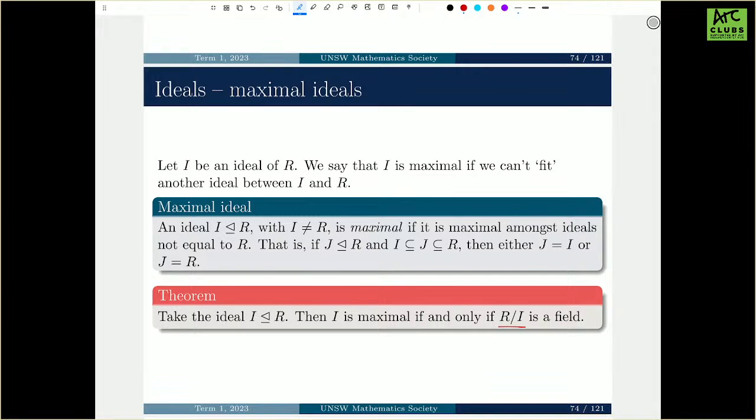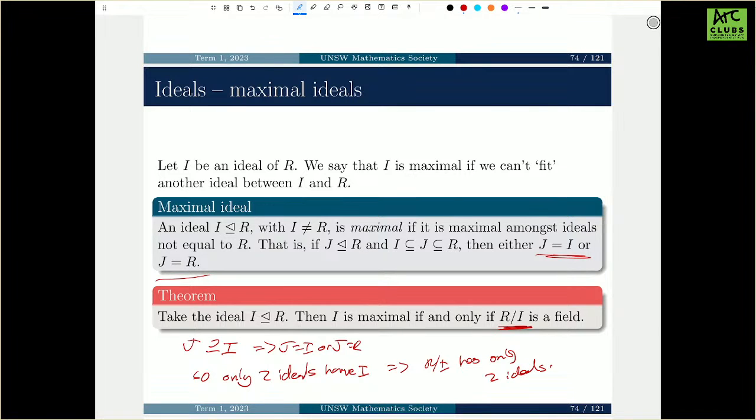Yeah, so how I'll prove this is that ideals of R/I correspond to ideals in R containing I. We have that if J contains I and J is an ideal, then J equals I or J equals R. So only two ideals contain I, which implies R/I has only two ideals.